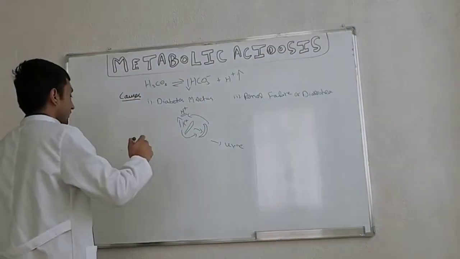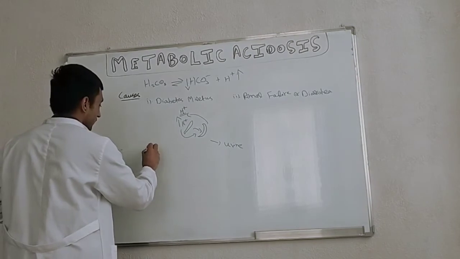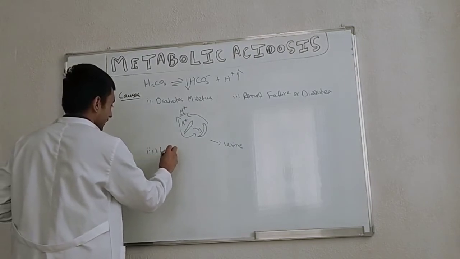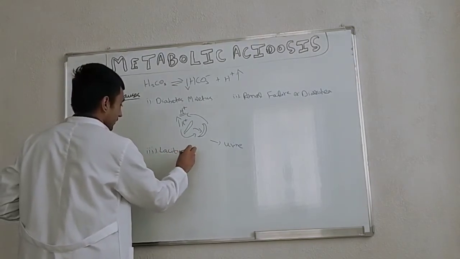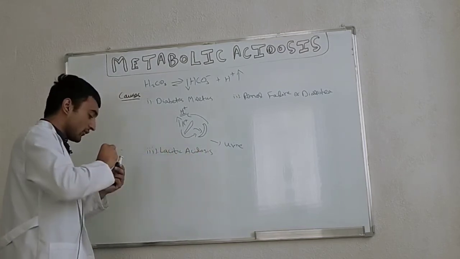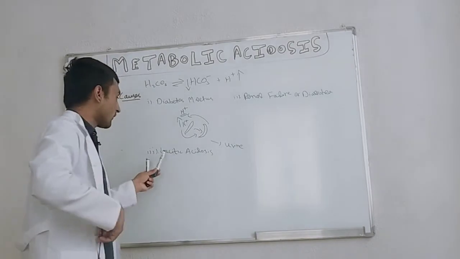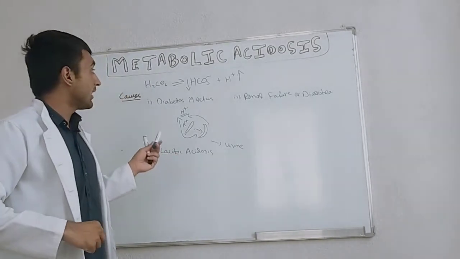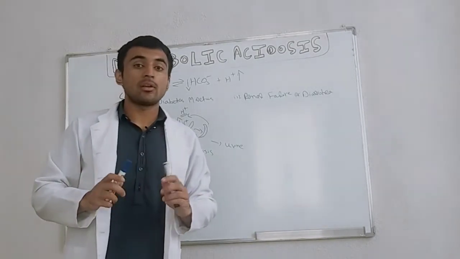Now, the third cause is lactic acidosis. In the case of lactic acidosis, the concentration of lactic acid would increase in the blood, and it would ultimately lead to the formation of metabolic acidosis.